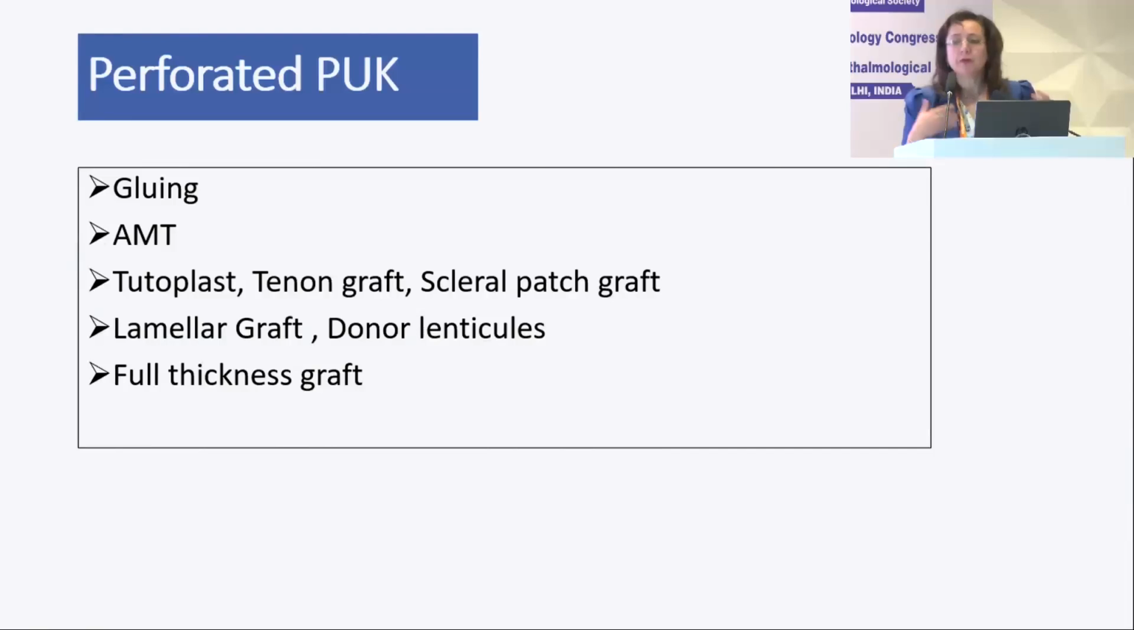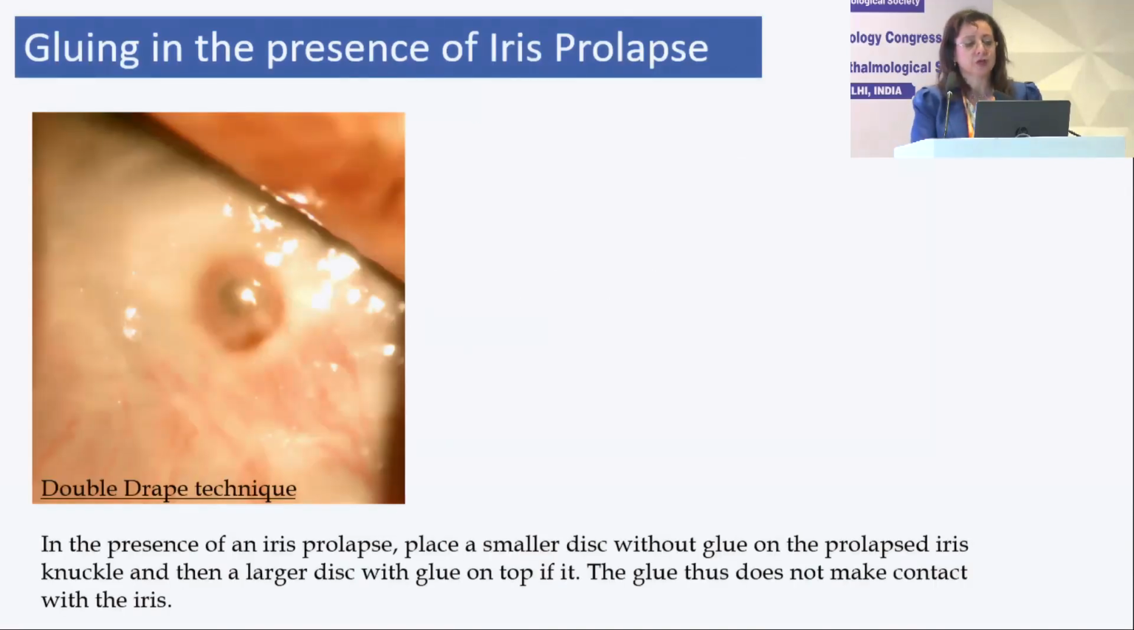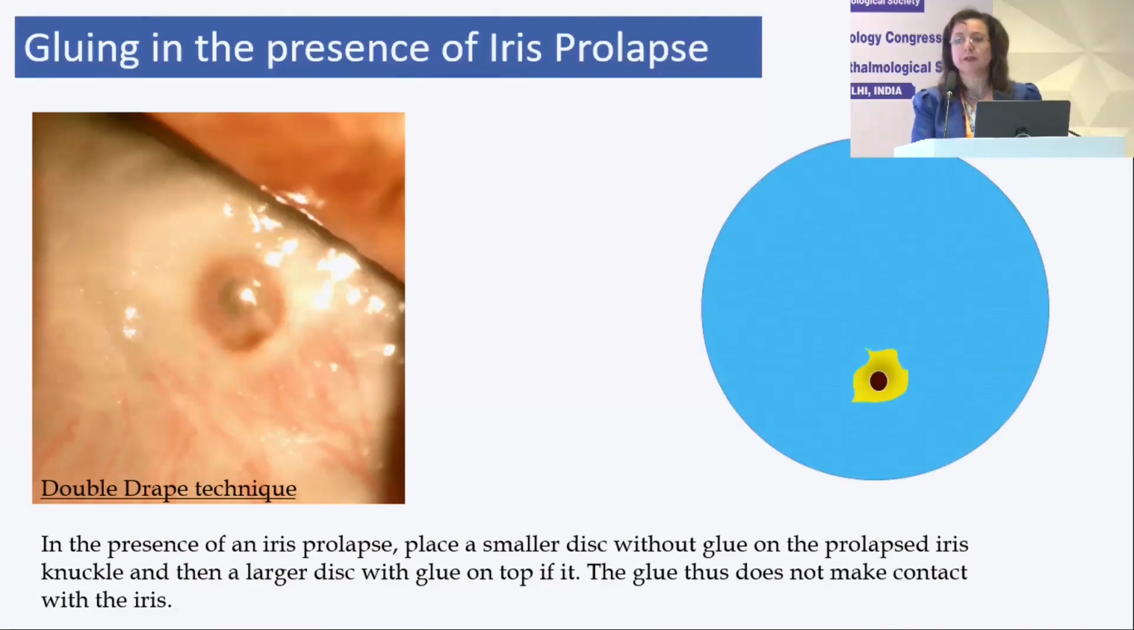Now, if you have a perforation, there are a variety of surgical techniques. You can start with gluing, multilayer amniotic membrane, Tenon's or scleral patches, lamellar or full thickness grafts. If you're going to glue, you don't want to put the glue on the iris, so you do the double drape technique. Put one plastic disc to cover the iris and then the other plastic disc with the glue so that the iris doesn't get in contact with the glue.